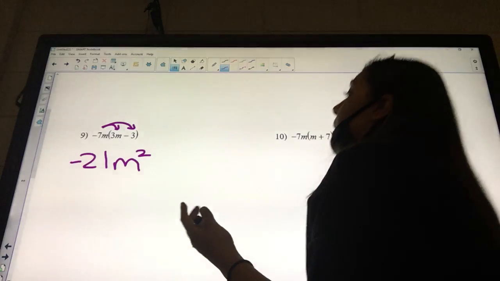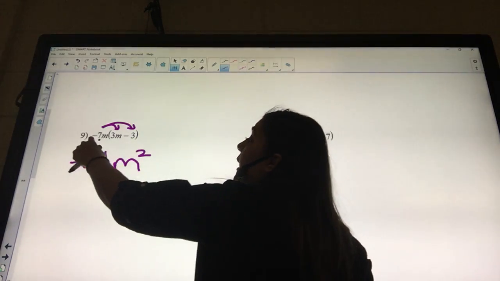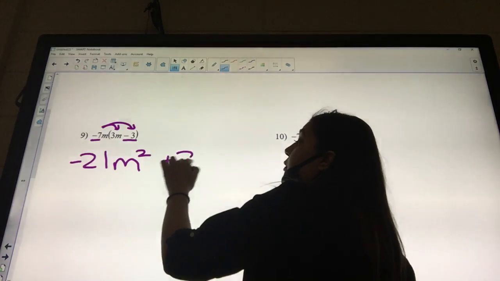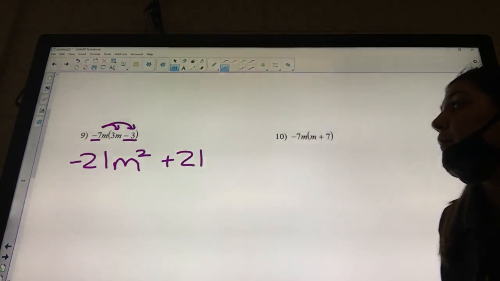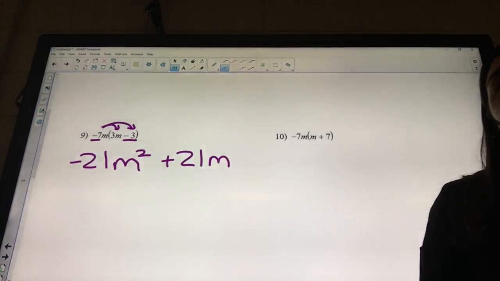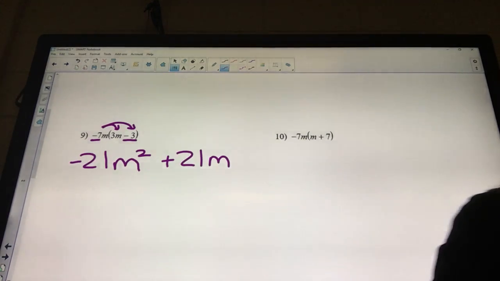Why are we doing that other 3? Okay, what about this? Negative 7 times negative 3, positive 21. How many m's? Wait, no, 1. I feel like it's similar to what we did with, yeah.